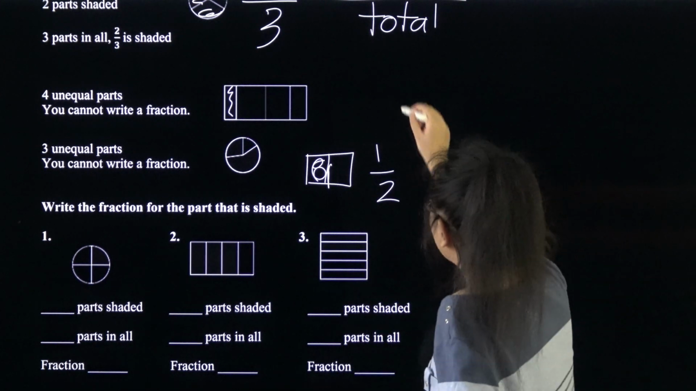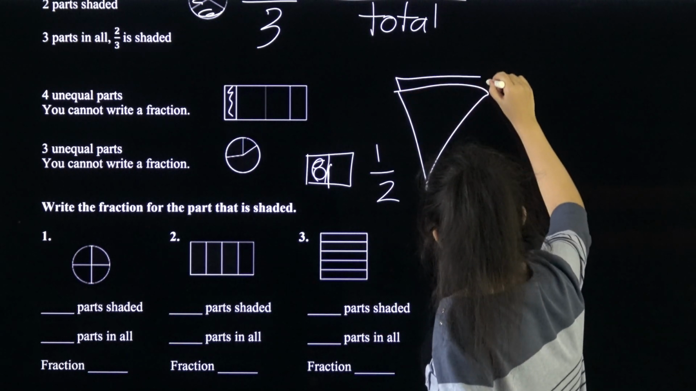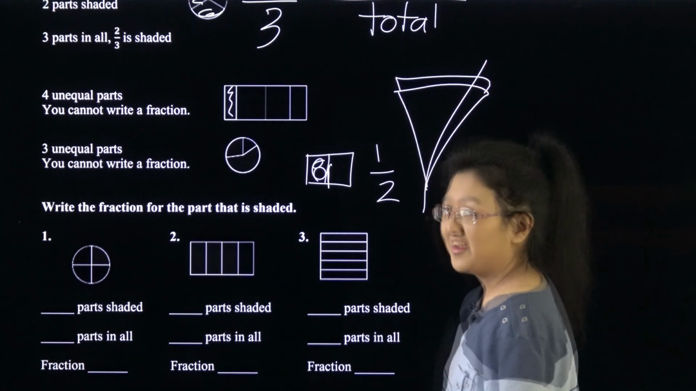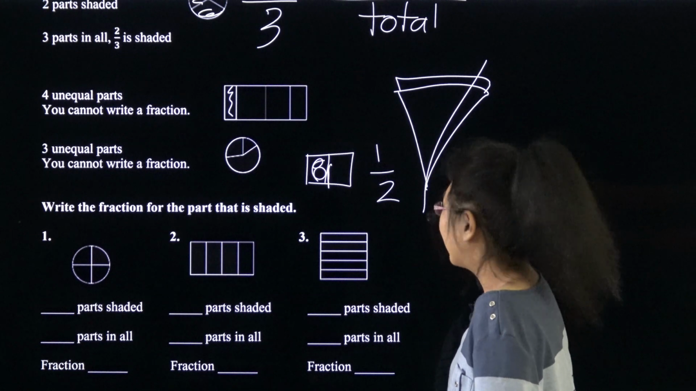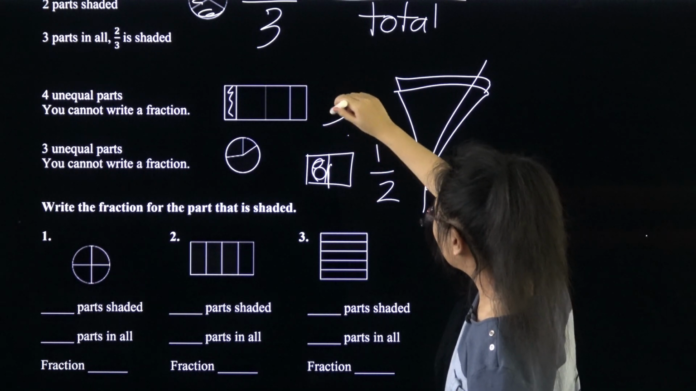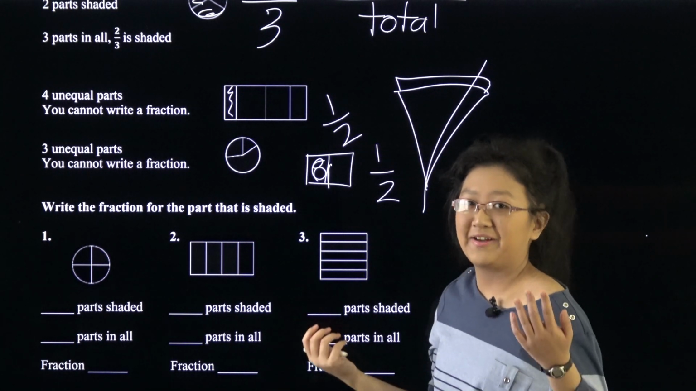And then imagine your friend telling you that they're going to share a whole slice of pizza with you. What a good friend, right? And then they give you this much of the pizza. 1 part, and there's 2 parts in total. But it's unequal, so you can't really say it's 1 over 2 because that's not half at all.